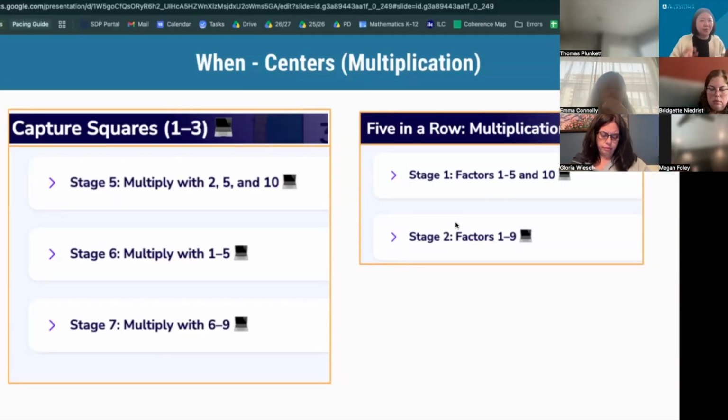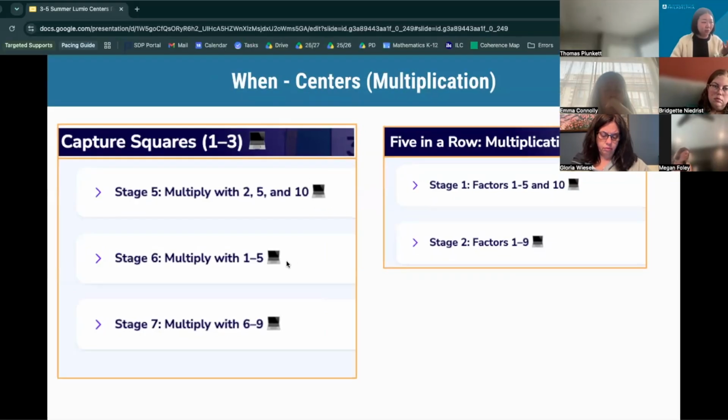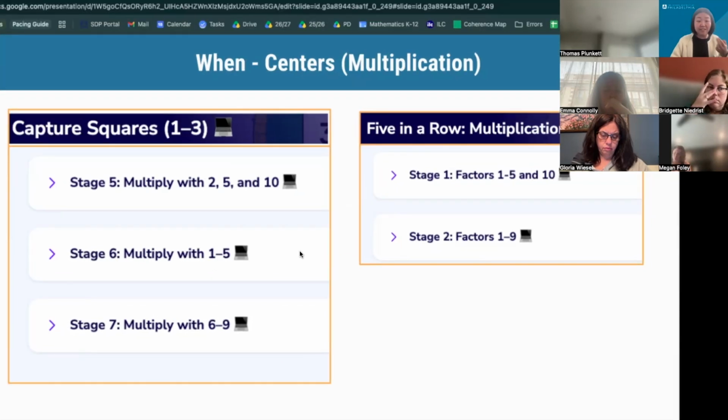Here you might at first wonder, why do we do 2s, 5s, and 10s first? But if you think about foundational facts and then derived fact strategies, 2s, 5s, and 10s are foundations. Once we're strong with that, then we can work on maybe our 1s and our 3s and our 4s. Or maybe we want to skip to 7 first and work on some other strategies, like subtract a group or break apart, with our 6s, 7s, and 9s. Or in 5 in a Row, it's 1 to 5 and 10, or 1 through 9.